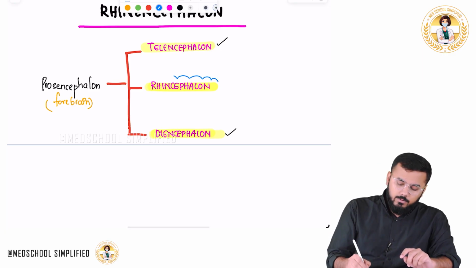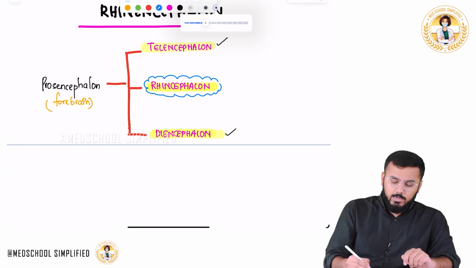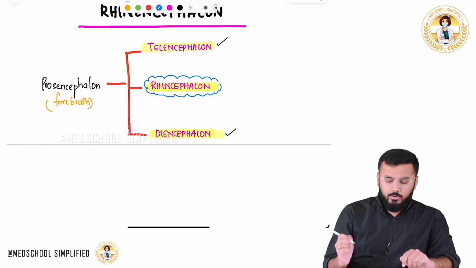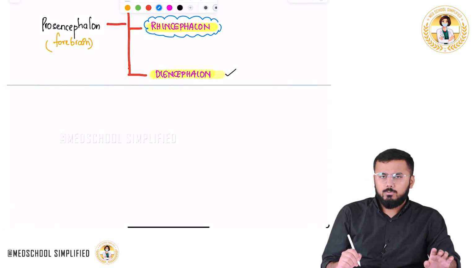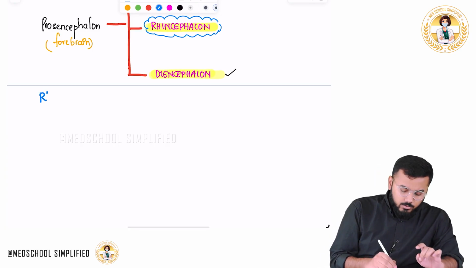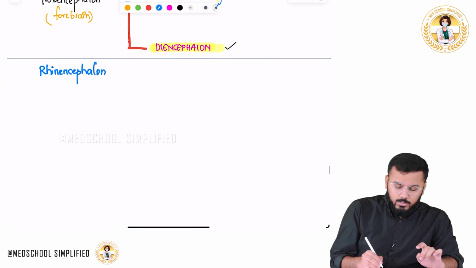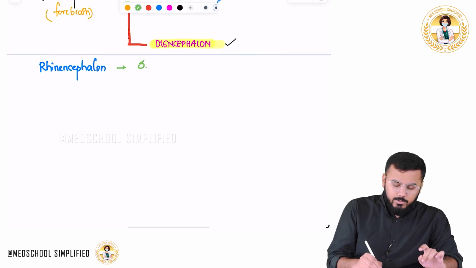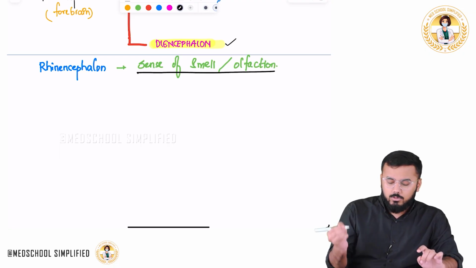Now our topic of discussion will be mainly concentrated on the rhinencephalon. What are the structures that are located within this rhinencephalon? We shall discuss that right now. There are many different structures, and all these structures are responsible for only one function, that is olfaction, or the sense of smell.